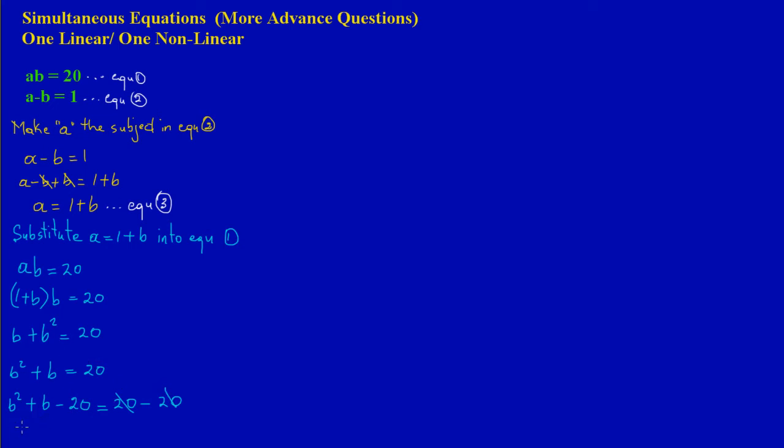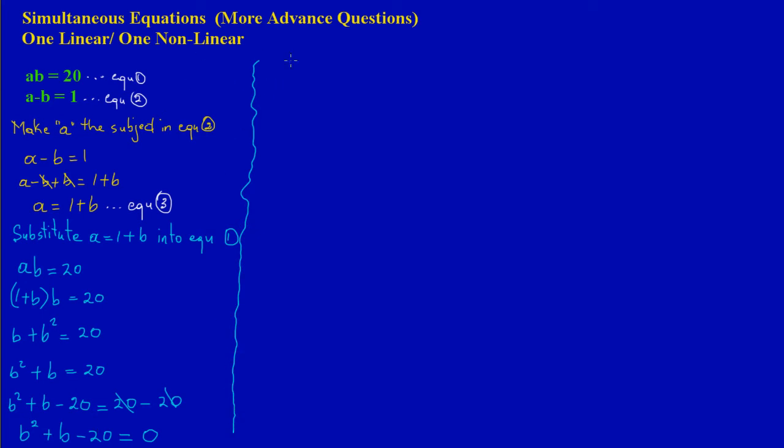So really what I have left here is b squared plus b minus 20 is equal to 20 minus 20, which will leave us with a 0. So now here we have a quadratic in its general form. We can go ahead and solve this by factorization, or you could also use the quadratic formula to solve.